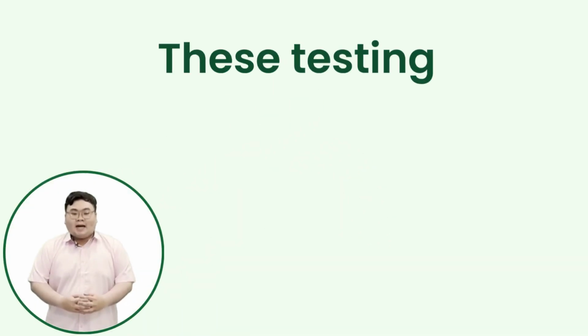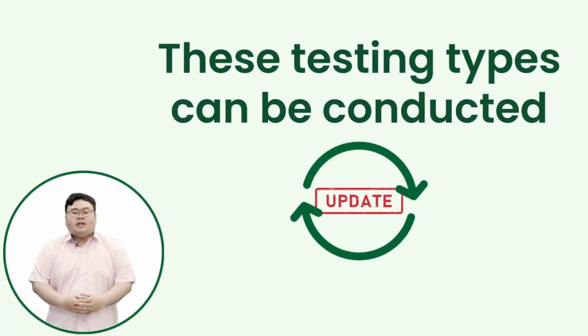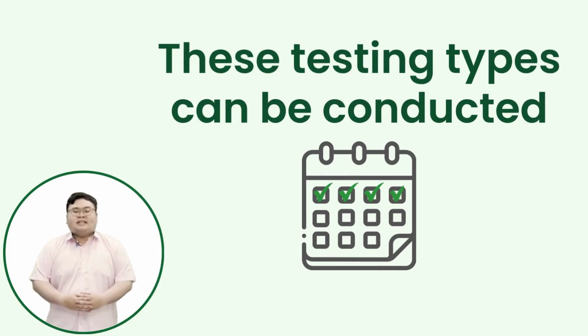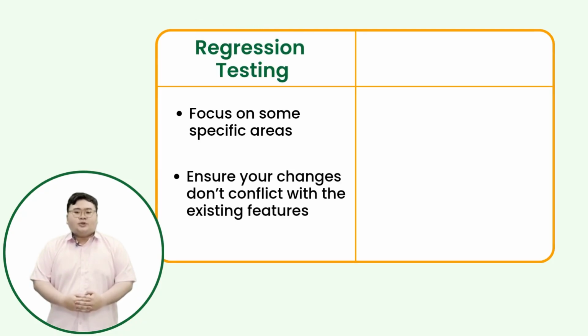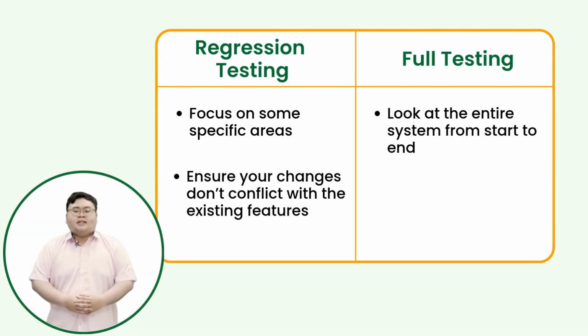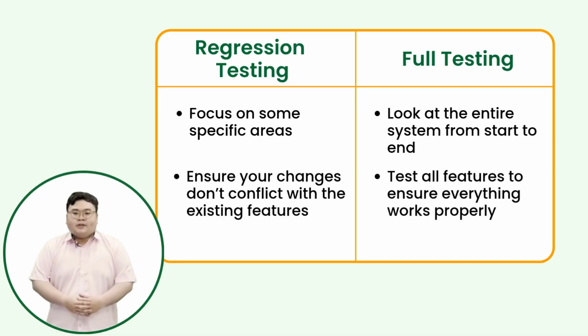These two testing types can be conducted after an update or on a regular schedule. However, regression testing focuses on a specific area and ensures that your changes do not conflict with the existing features. On the other hand, full testing looks at the entire system from beginning to end. It tests every feature to ensure that everything works properly regardless of changes.